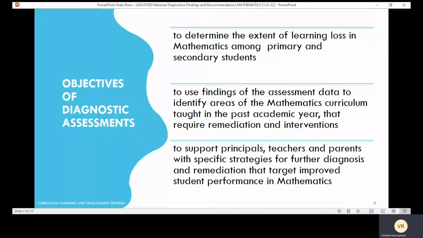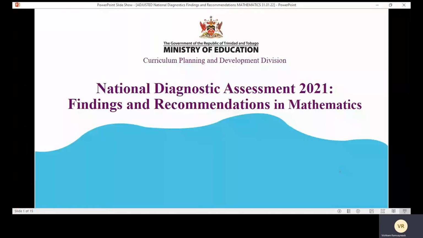Hello, stakeholders. The Ministry of Education, through the Curriculum Planning and Development Division, conducted national diagnostic assessments in mathematics and English language arts in September 2021.